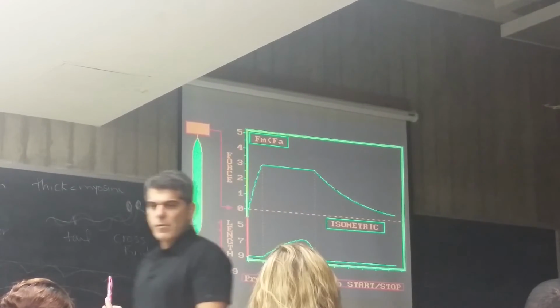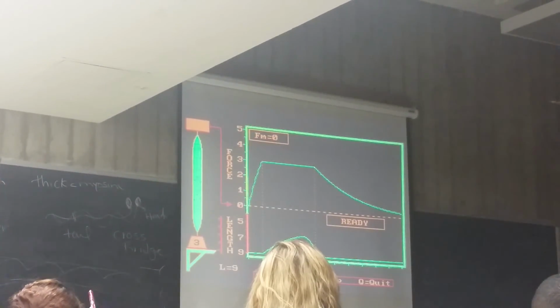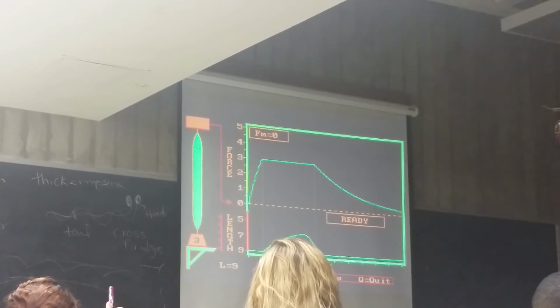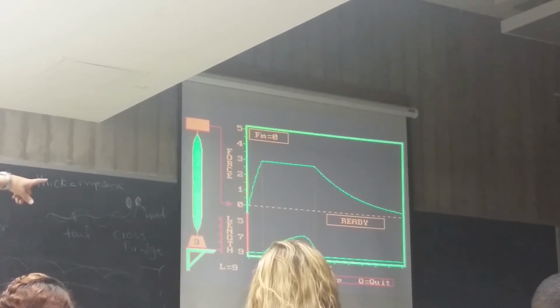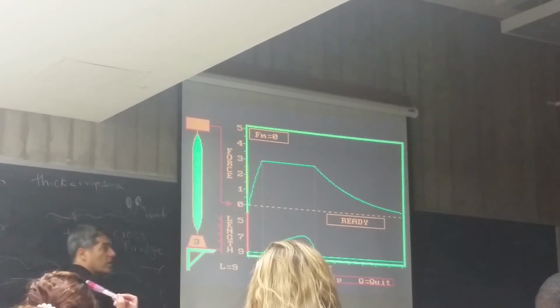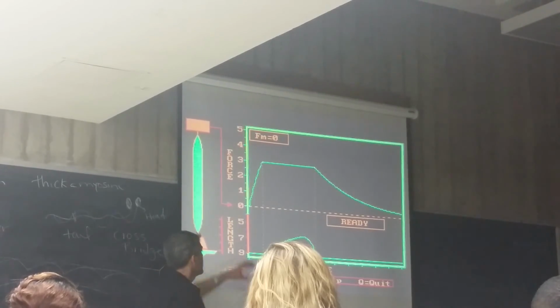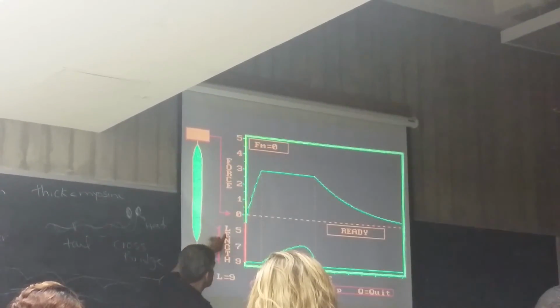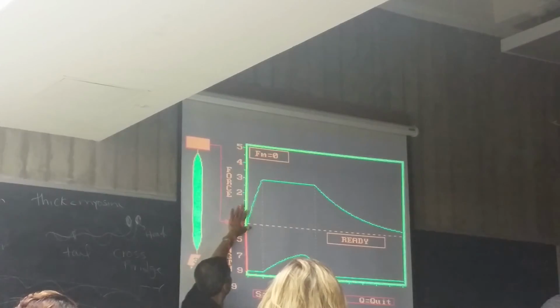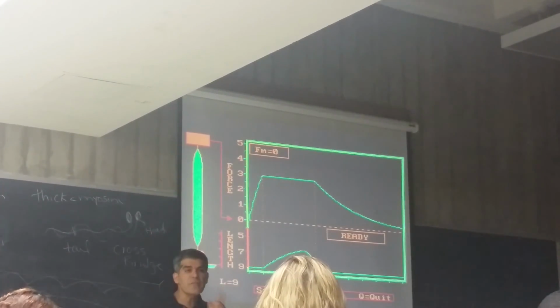On the top graph, it's also isometric and isotonic. Isotonic is flat like that. No, the flat one is the force. Okay, listen, that's a good question. I bet many of you have this problem. This part of the graph talks about what? The length. This part of the graph talks about what? Force. Listen to me very carefully.